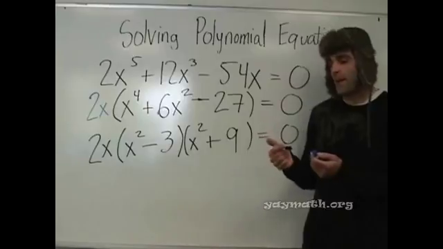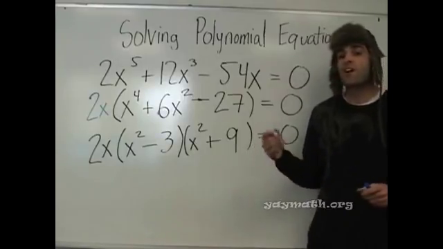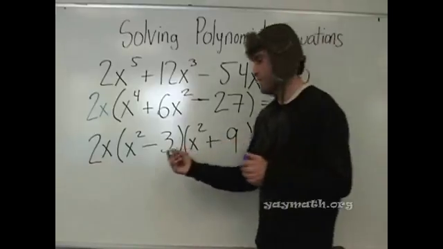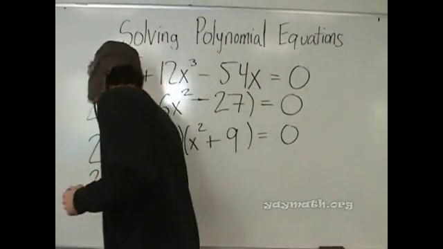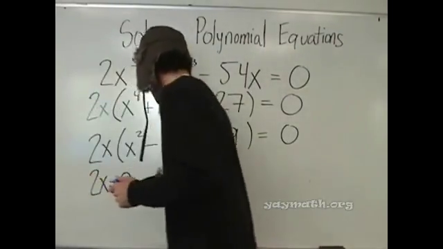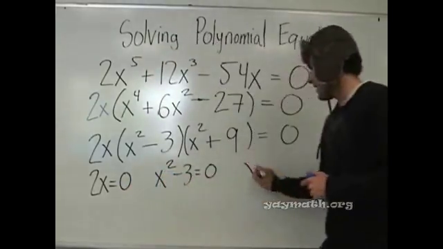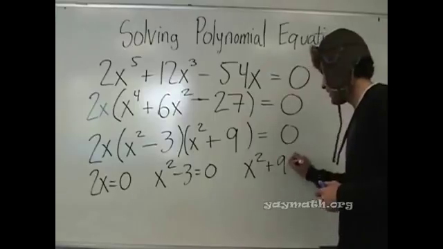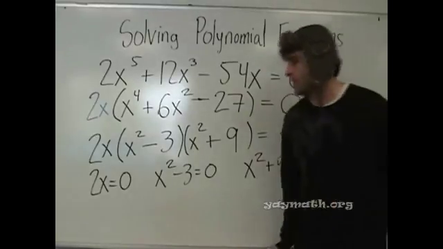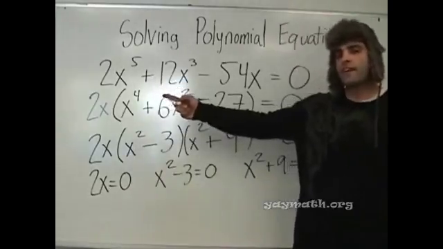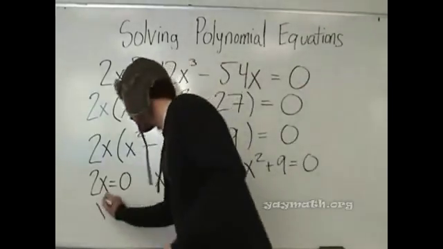So we have 3 factors. What do we do with each of the factors? Solve by doing what? Setting to 0, correct. All right, let's bring it home. 2x equals 0. X squared minus 3 equals 0. X squared plus 9 equals 0. All right, first solution, divide both sides by 2. X equals 0 is one solution.